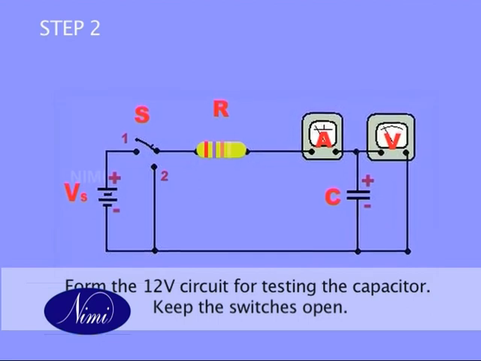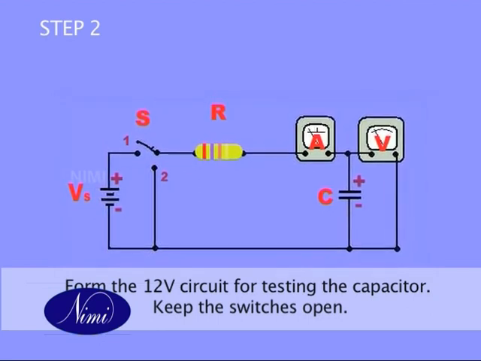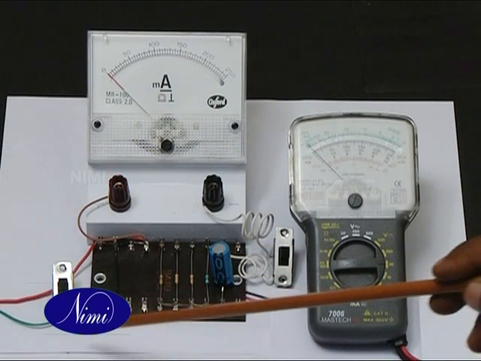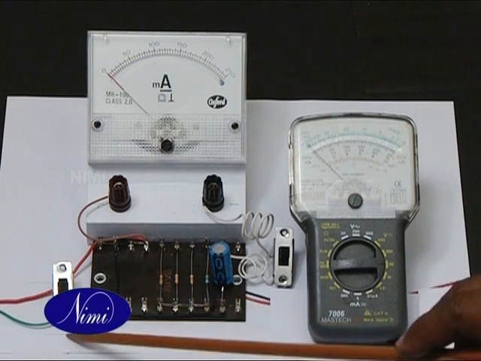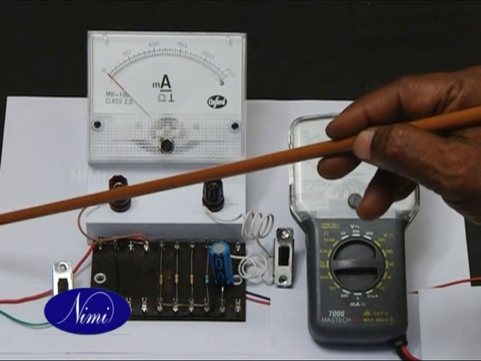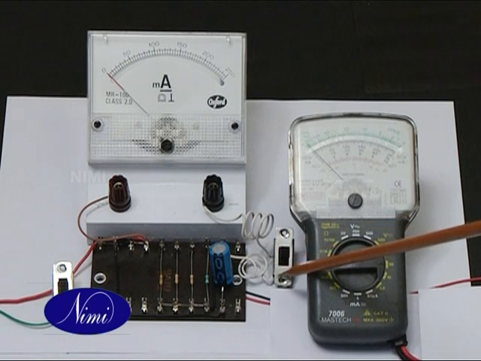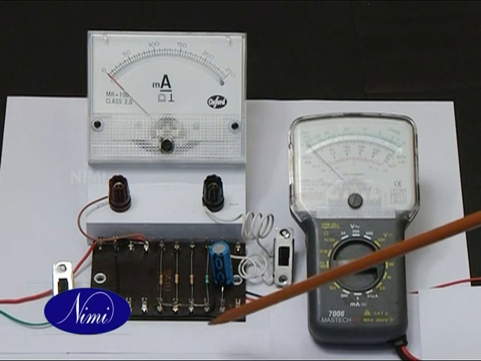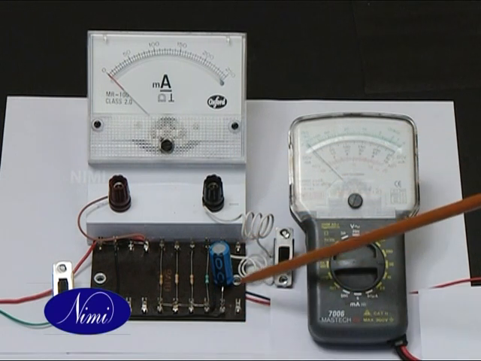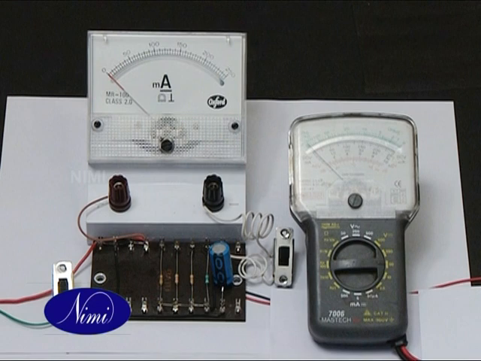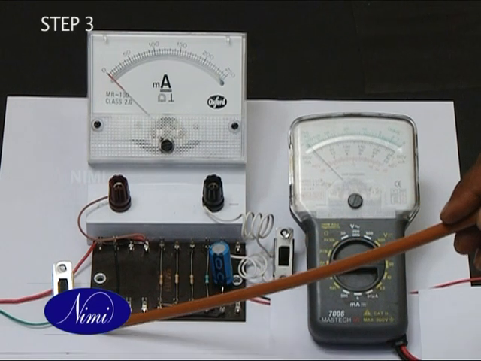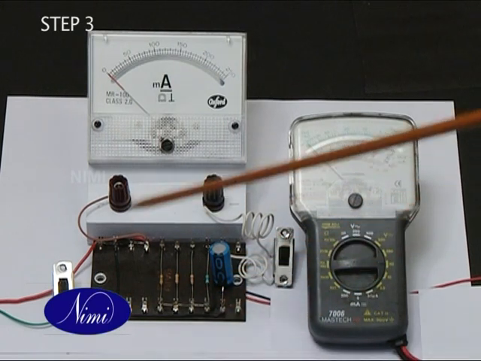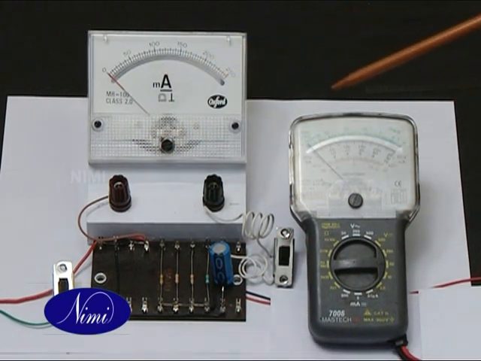Form the 12-volt circuit for testing the capacitor. Keep the switches open. Two switches, S1 and S2, are in closed positions. S1 is connected to a 12-volt battery. S2 is connected in series with the ammeter. There are 4 resistors of different values connected in series with a 12-volt capacitor. Now we are going to close the supply S1 and S2. Now we will observe the deflection in the ammeter and voltmeter.